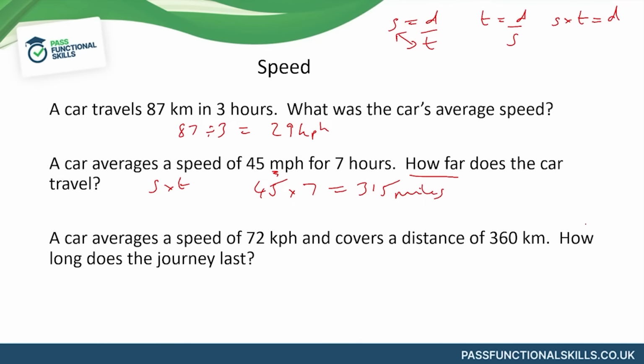For the next one, how long does the journey last? So this is time, so time is the distance divided by the speed. Now the distance is 360, the speed is 72, and 360 divided by 72 comes to a total of 5. So that is 5 hours.